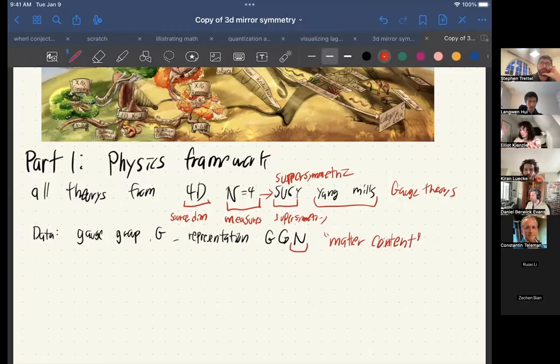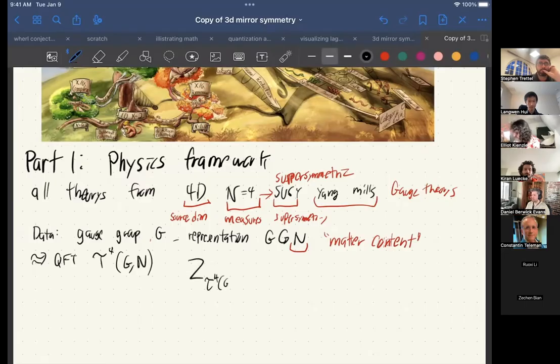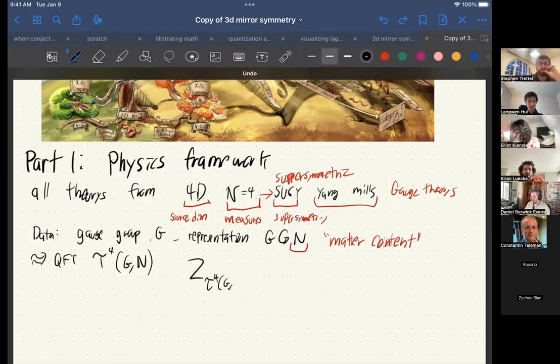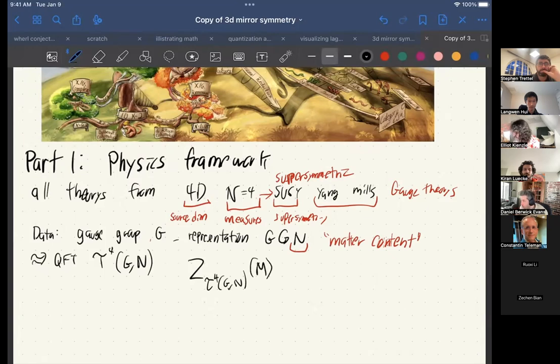But from this data, what we get is a quantum field theory. So together, these give us a quantum field theory, which I'm going to denote T. I'm going to put a little 4 up here so we remember how big it is. And it's going to take in a group and a representation. And what does this quantum field theory do? Well, it's going to have a machine which assigns to any manifold or so forth a number.